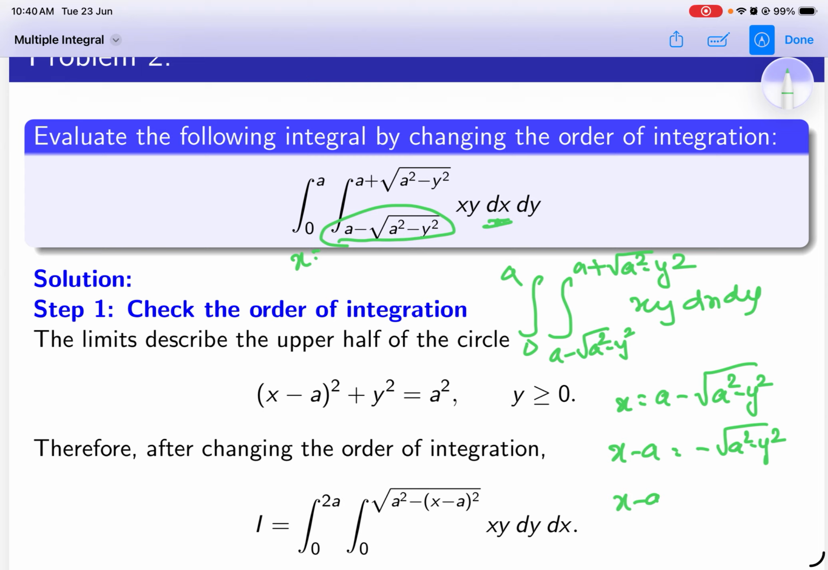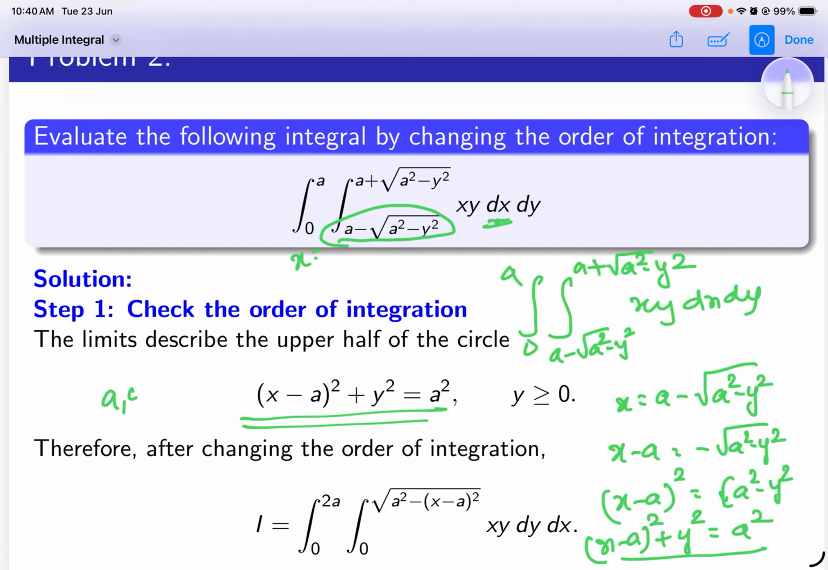Squaring on both sides, (x minus a) whole squared is equal to a squared minus y squared, or (x minus a) whole squared plus y squared is equal to a squared. So I will get the same thing in the upper limit also. x is equal to... you will get a circle with the center at (a, 0) and radius a. So what about the limits of the outermost integration? y is equal to 0 and y is equal to a.